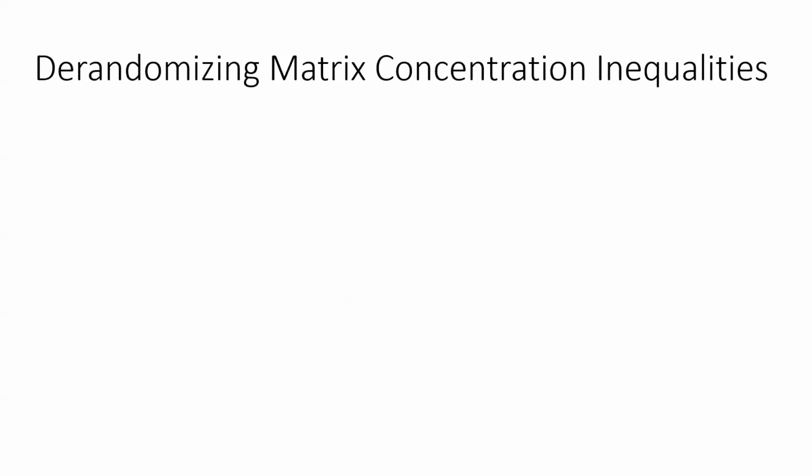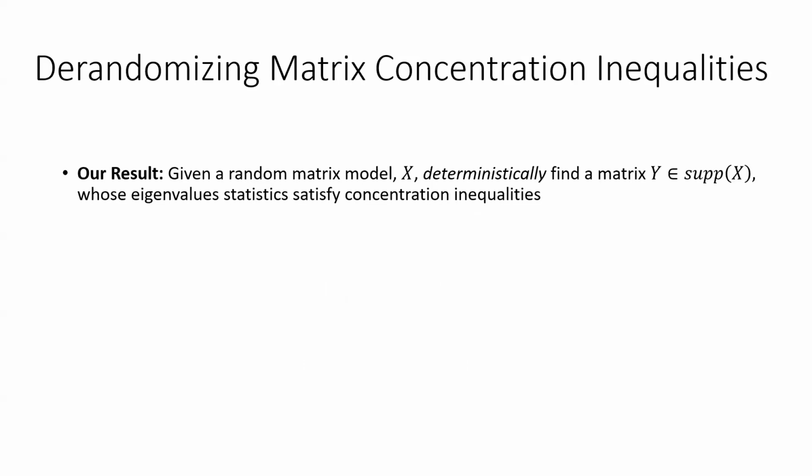So what do we do in this paper? We basically de-randomize these matrix concentration inequalities. In particular, given a certain random matrix model X, we deterministically find a matrix Y in the support of this random matrix. So we deterministically find an outcome that satisfies those concentration inequalities that we showed earlier.